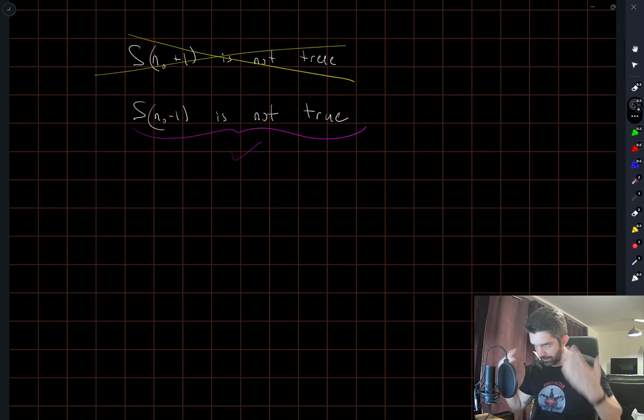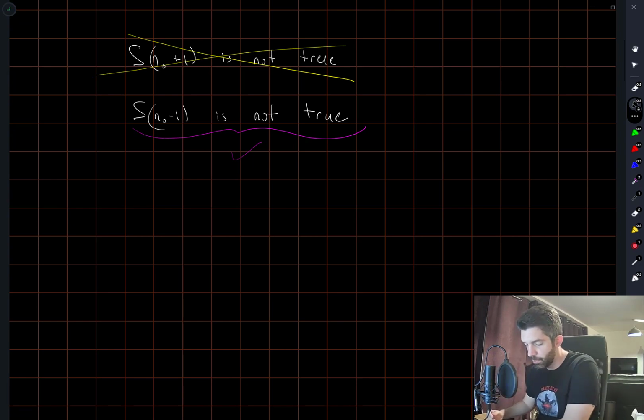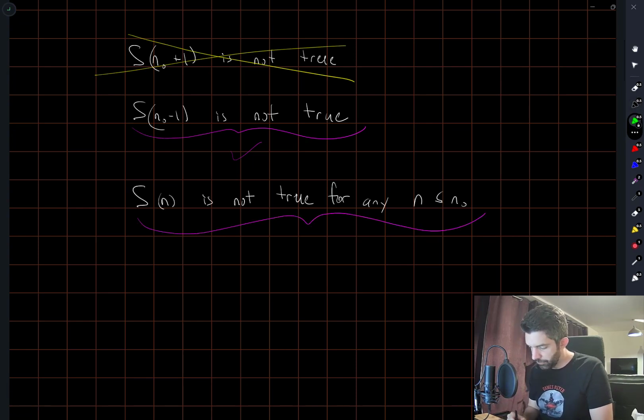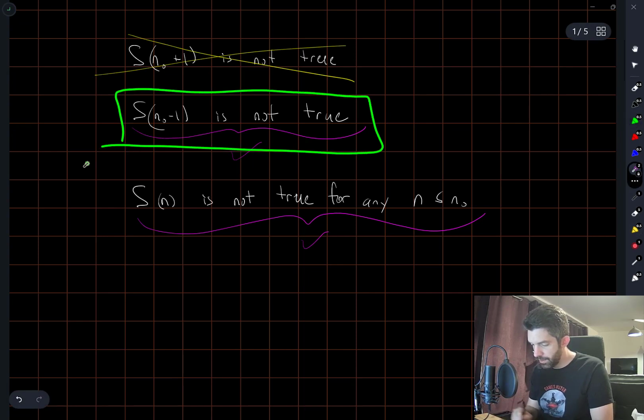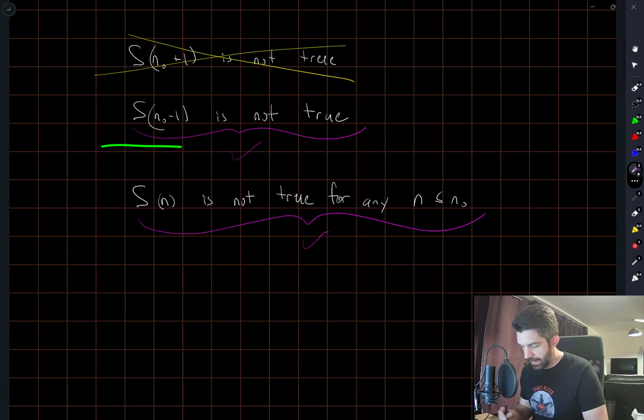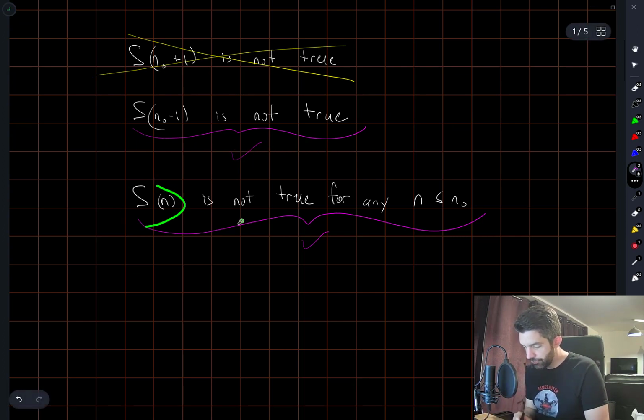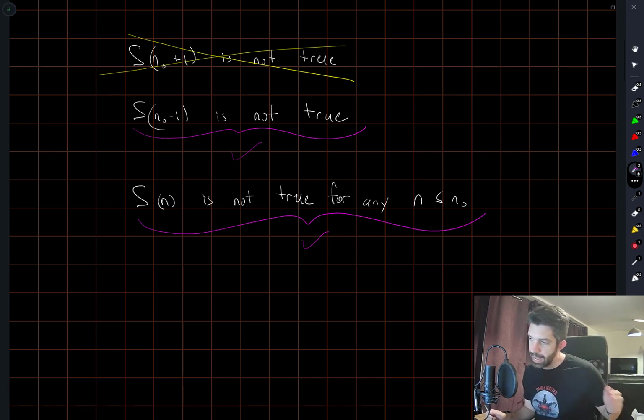In fact, now I'm seeing what the strongest statement is going to be. The strongest statement should be that S of n for all n less than or equal to n naught is not true. And in fact, that is the next statement that we're given. This statement is also going to be true, more or less for the same reason that we identified the previous one as correct. If Sn is true for some n less than or equal to n naught, then we can use the induction statement that we're given to conclude that S of n naught is also true, but that gives us a contradiction.